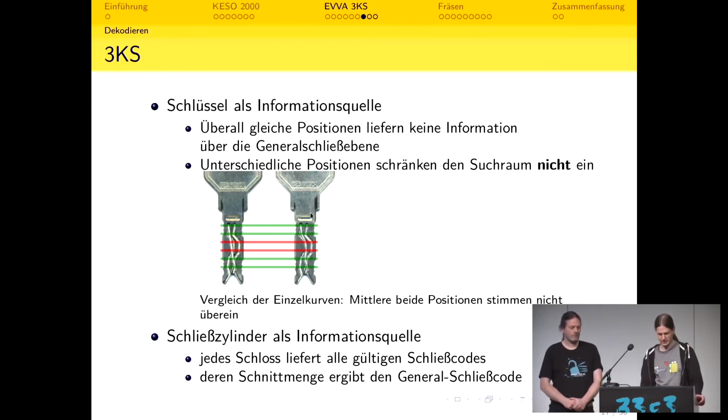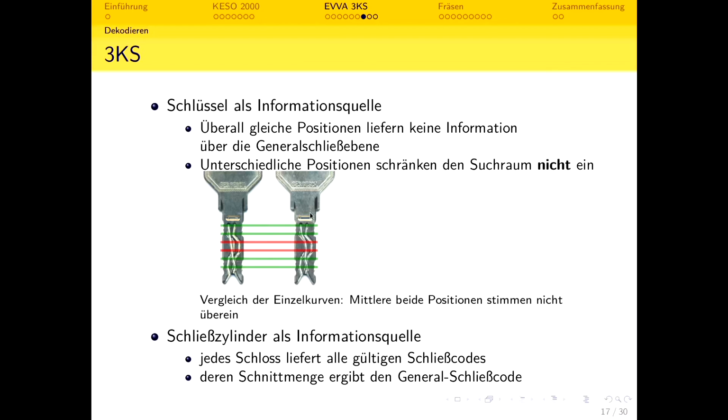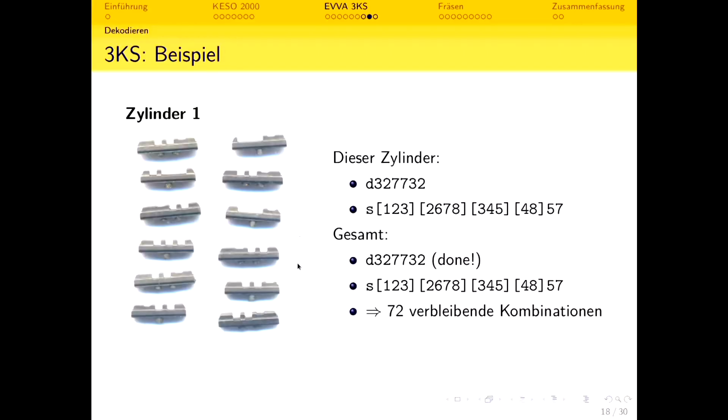So let's have a look at the cylinder. Each cylinder delivers all valid locking codes. That can be quite a few, sometimes more than 70, but if you take several cylinders apart and you take the intersection of the valid codes, then that gives you the master code, a master key. Here's an example. We bought a system from eBay and decoded it. We took out one cylinder, and here we try to decode it.